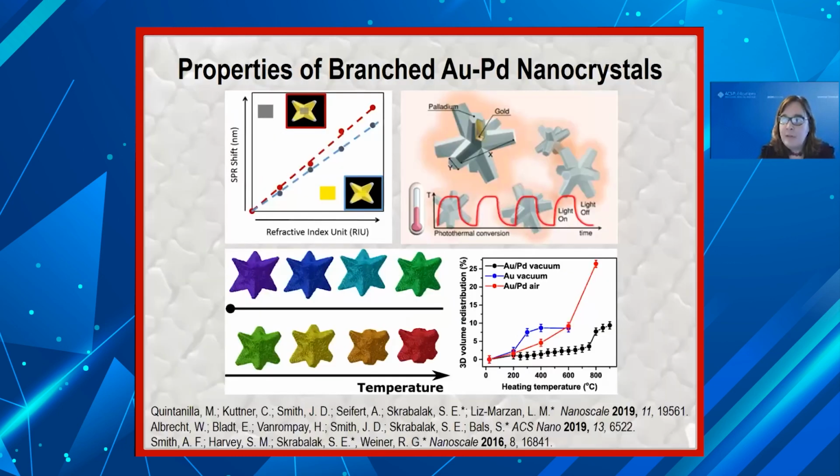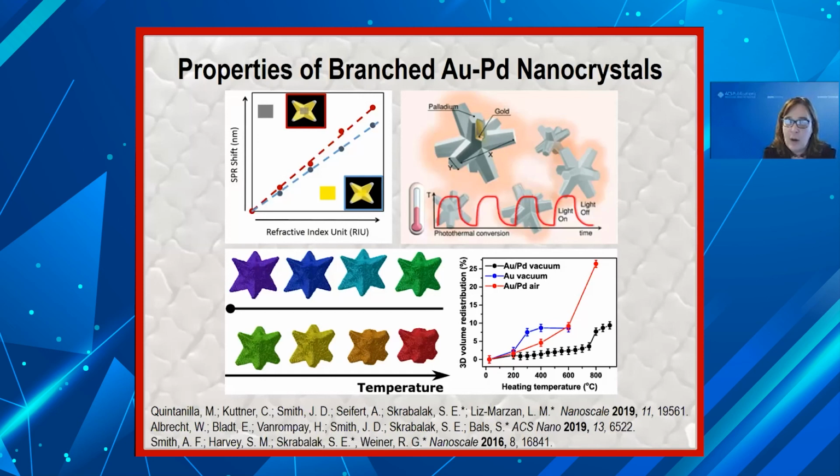In the last minute or two that I have, I did want to just touch briefly on some of the properties of these nanocrystals. I've been talking exclusively about how you make them, but of course we are interested in their properties and potential applications. One thing that is exciting is that these branched nanocrystals have well-defined localized surface plasmon resonances, or light scattering and absorption properties, that we can tune throughout the visible and into the near infrared as a function of their size and composition.